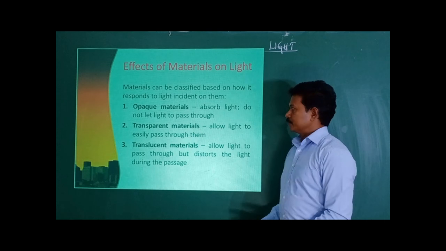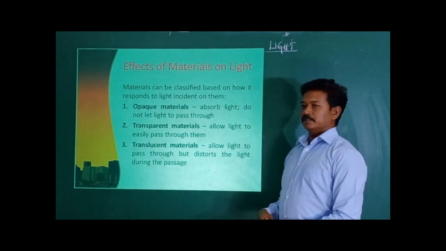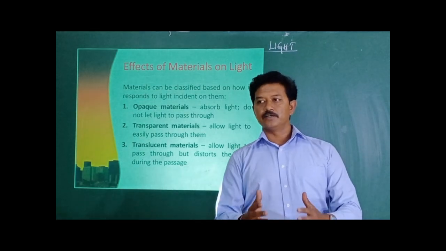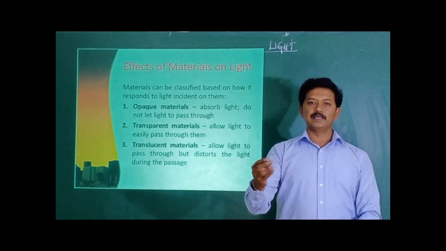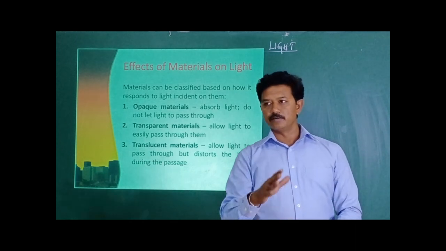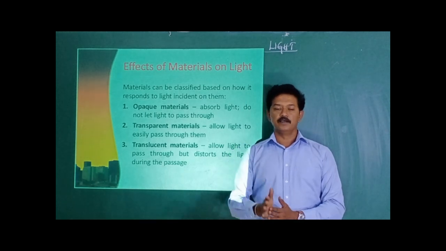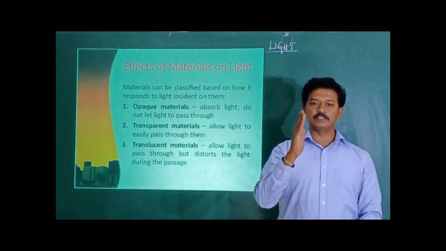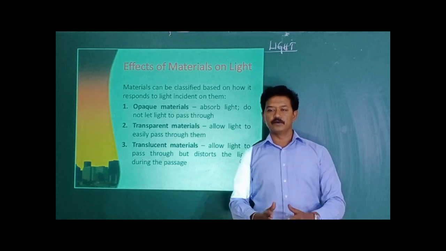Okay. So here, let us go with the effects of material on light. Materials can be classified based on how they behave or respond when light is made to fall on them. Among them, one is the opaque materials. Opaque in the sense that whenever light is made to fall on these materials, they do not allow the light to pass through them. They are called opaque materials.